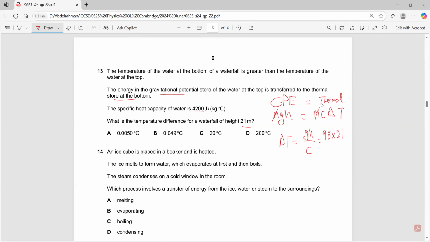9.8 times the height, 21, divided by c, 4,200, which gives you a change of 0.049 degrees Celsius.